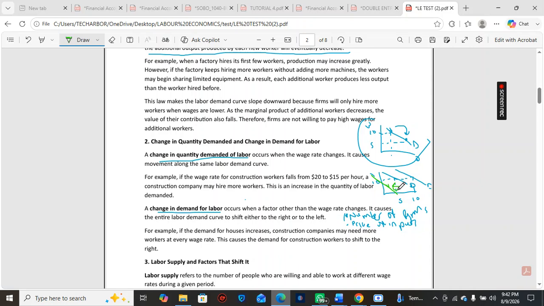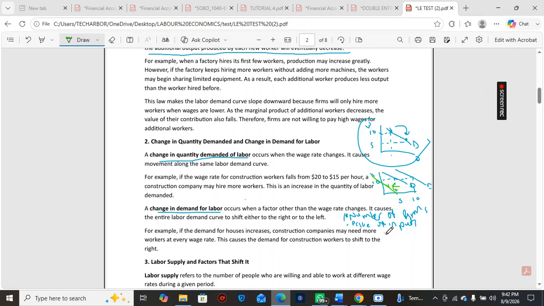Yes, even demand for the product. Demand for a product can increase demand for labor or drop it. If demand for a product increases, it means the firm has to produce more of that product. In order to produce more of that product, they need more workers, so they'll demand more workers. These are some of the factors that can make the demand for labor increase or decrease.